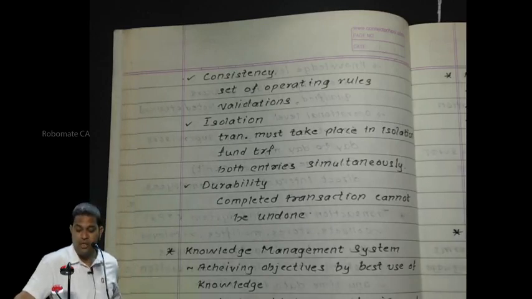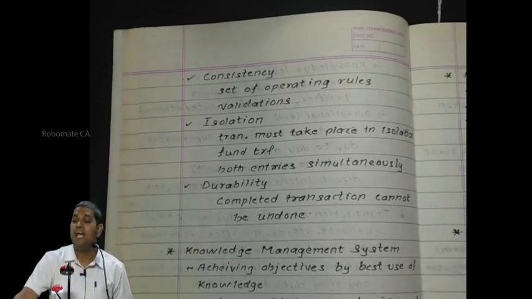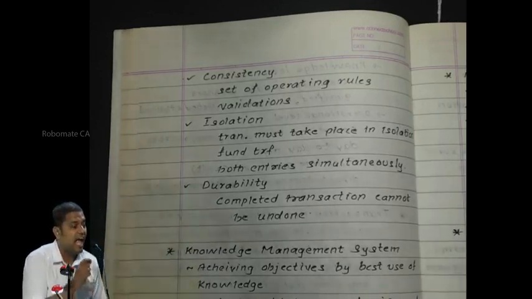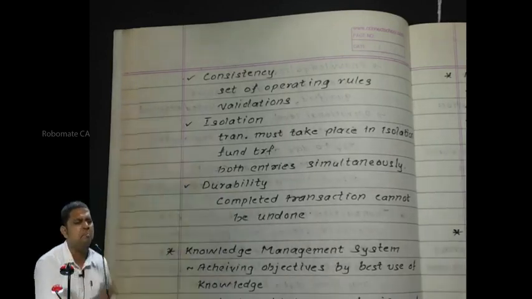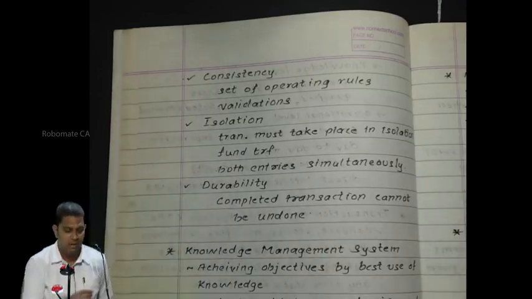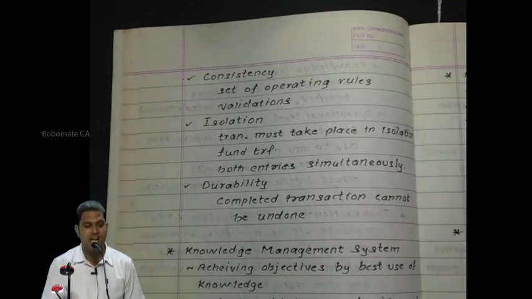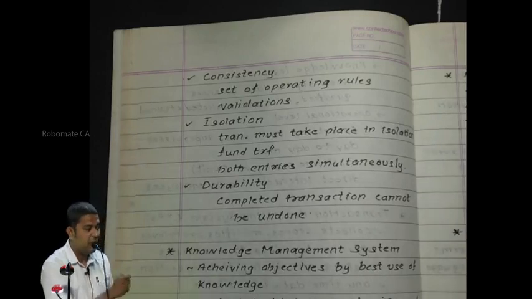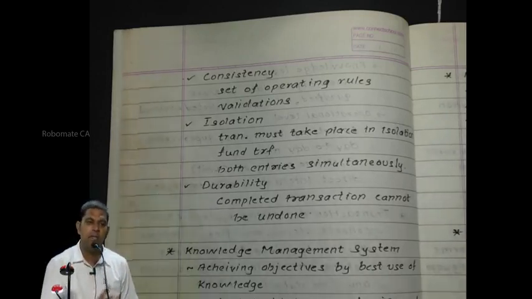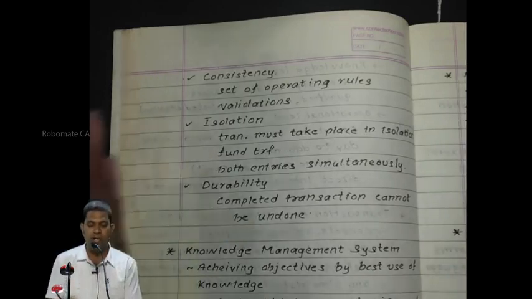Next is called isolation. Isolation means a transaction must take place in isolation, and it means a transaction has to be processed immediately, otherwise it will have a wrong effect, and I have explained this. If you are withdrawing the money, immediately the balance should be updated. So next time when a withdrawal is being done, the check that the withdrawal cannot be more than the balance can be implemented. And if you don't update the previous transaction, suppose I am withdrawing 10,000.